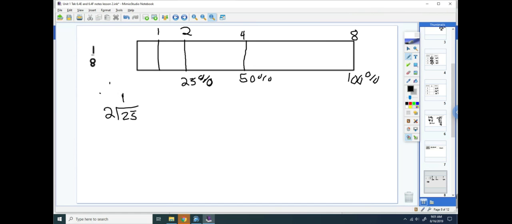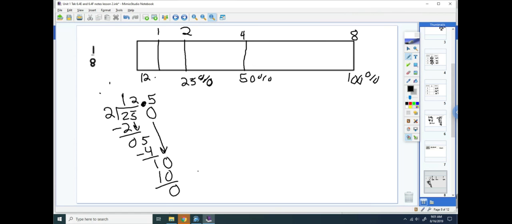Man, what is wrong with this pen today? Subtract, you get 0. Bring down the 5. 2 goes into 5 two times, which is 4. Subtract, it's 1. Okay, I'm going to bring a decimal up here and a 0, and then bring that down. And 2 goes into 10 5 times. So this would be 12.5%, which we just proved.